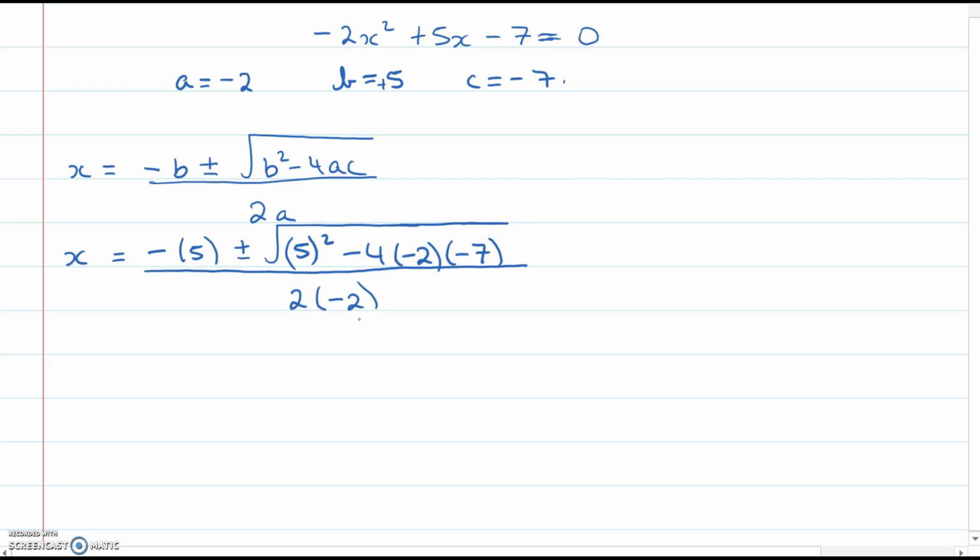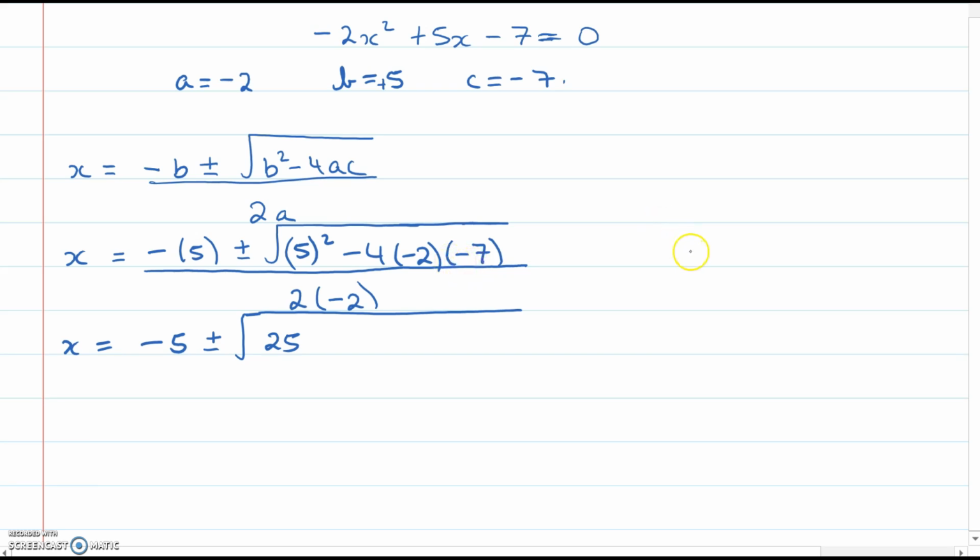Okay, let's start to fill this in. We need to be careful with minus signs here. So X is equal to minus 5. Okay, there's nothing complicated there. Plus or minus the square root. 5 squared is 25. And now this is where we do have to be careful. Minus 4 by minus 2 by minus 7. So start multiplying them as minus 4 by minus 2. Minus by minus is plus, 4 by 2 is 8. So this is plus 8 by negative 7.